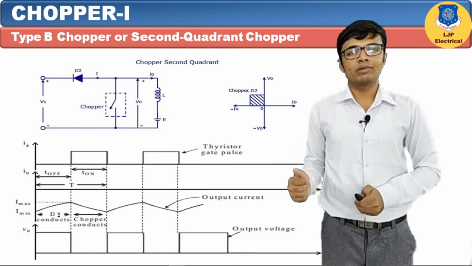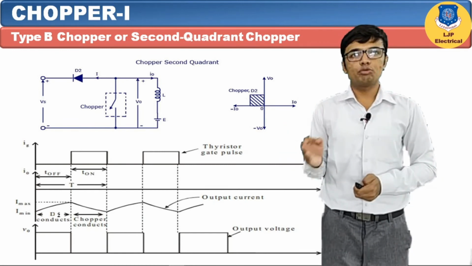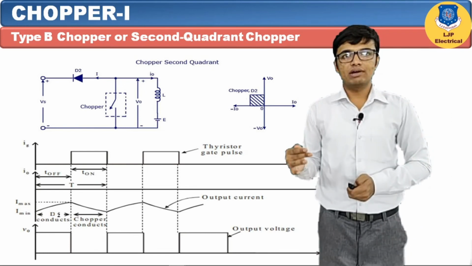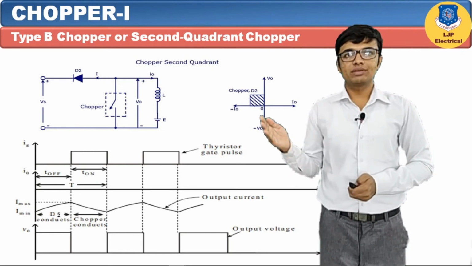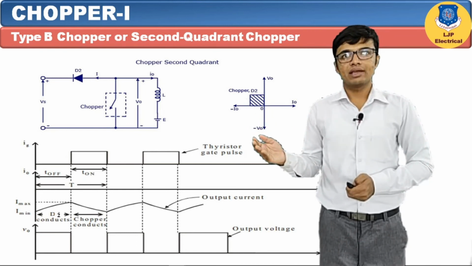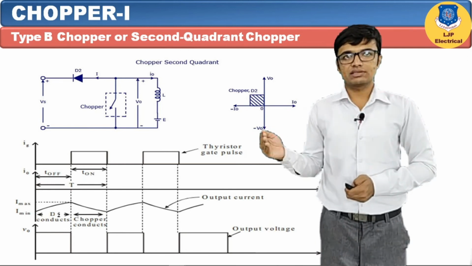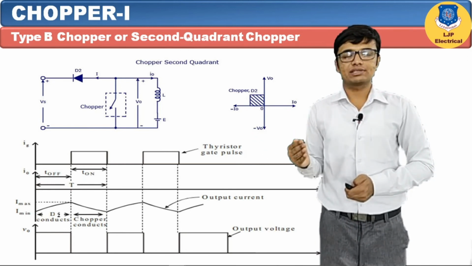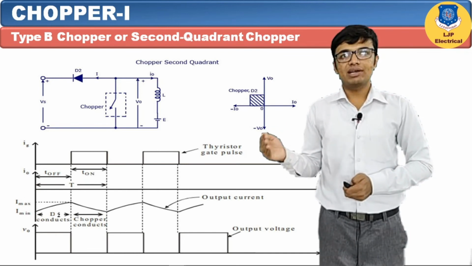This is the waveform of type B chopper. It has a total of three waveforms, that is gate current, output current and output voltage. Now assume that the chopper is on such that current will flow from the load to the inductor to the switch SCR, and current comes back to the negative point of load. At this time the switch will operate as a closed switch such that the output voltage will be 0 and the current will try to decrease.